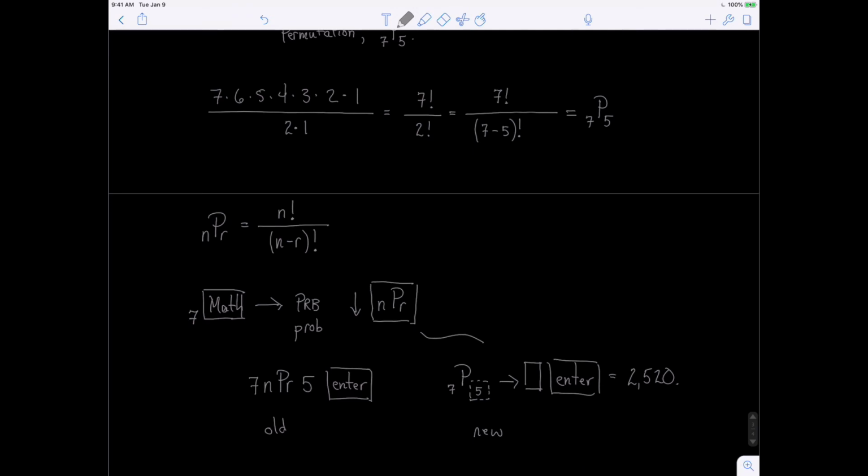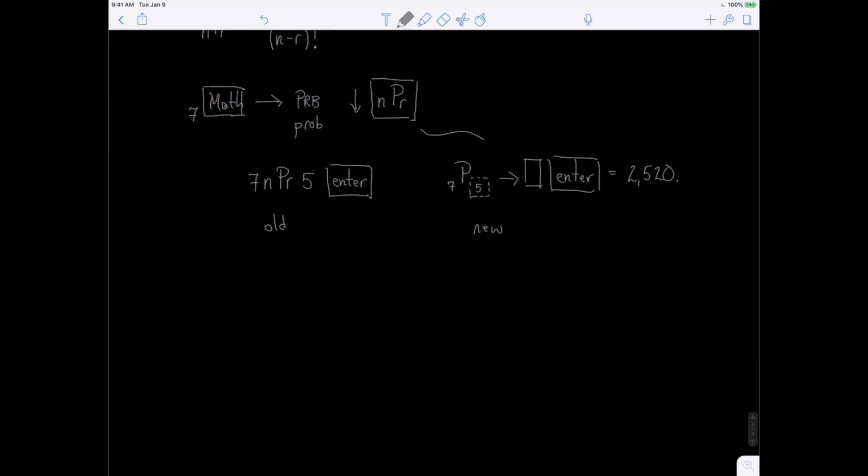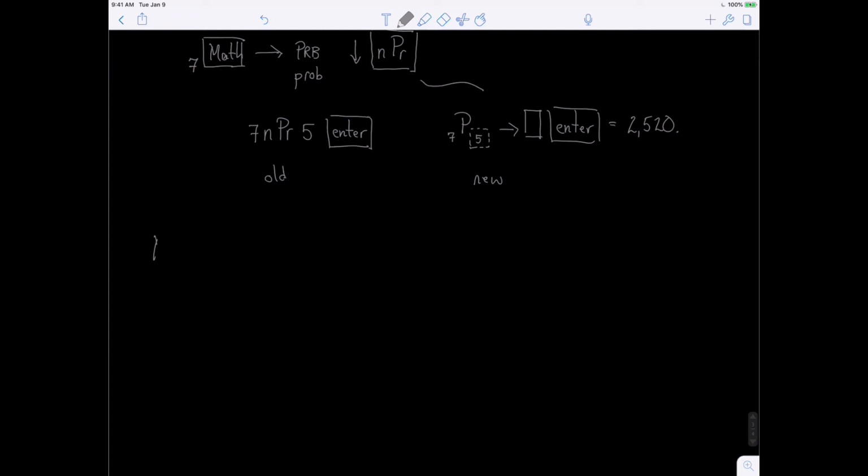2,520. All right, one last quick example, and that is, let's try an NBA team. An NBA team has 12 players. How many lineups are possible?